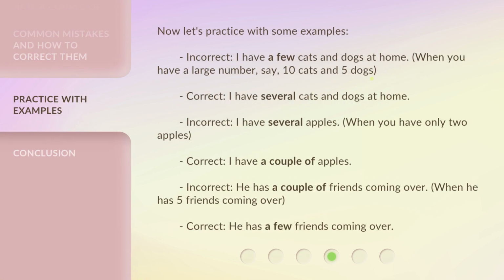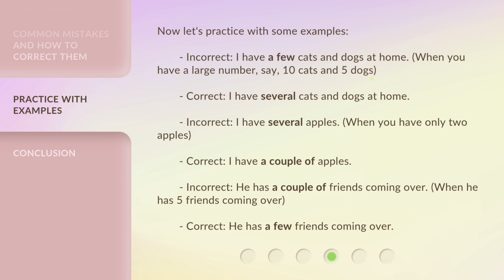Now let's practice with some examples. Incorrect: I have a few cats and dogs at home. When you have a large number, say 10 cats and 5 dogs. Correct: I have several cats and dogs at home. Incorrect: I have several apples. When you have only 2 apples. Correct: I have a couple of apples.